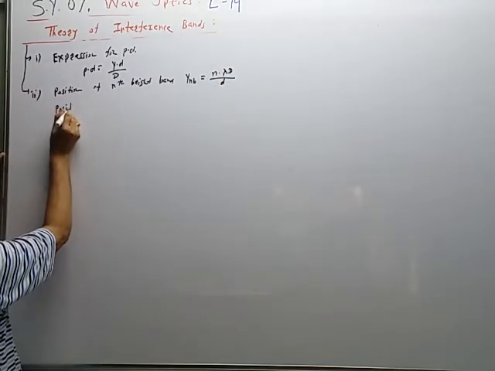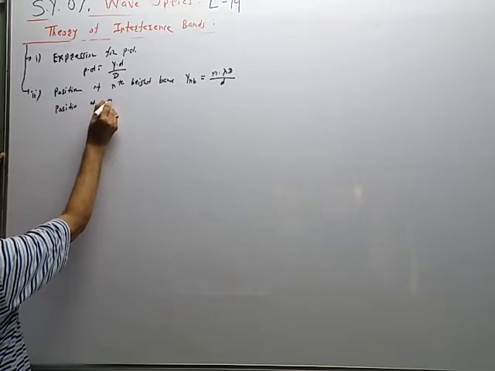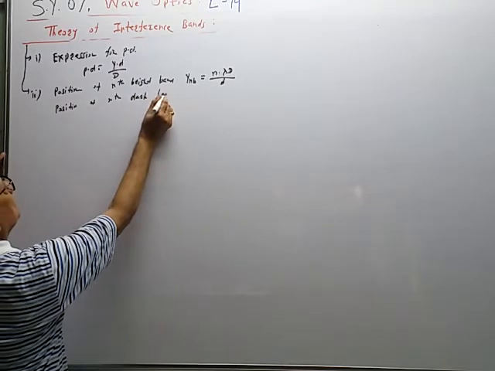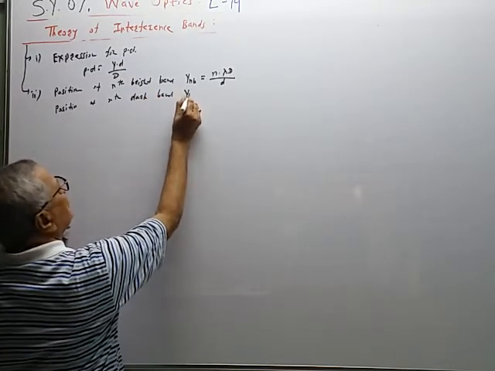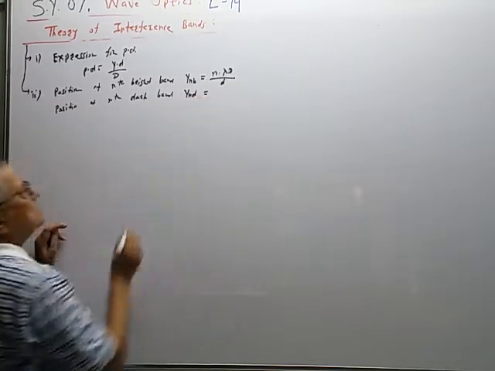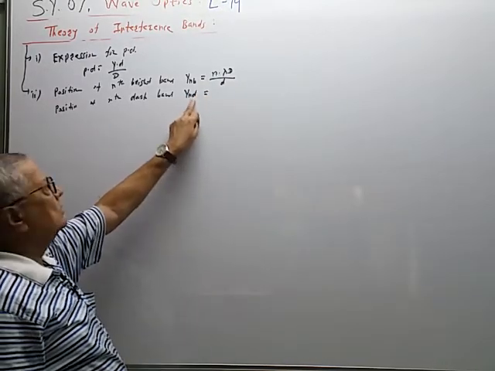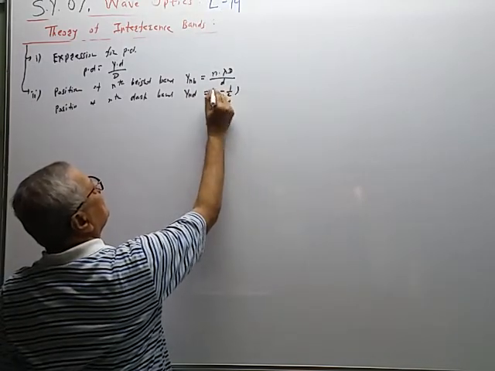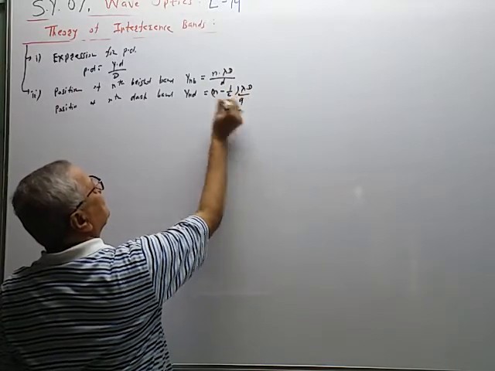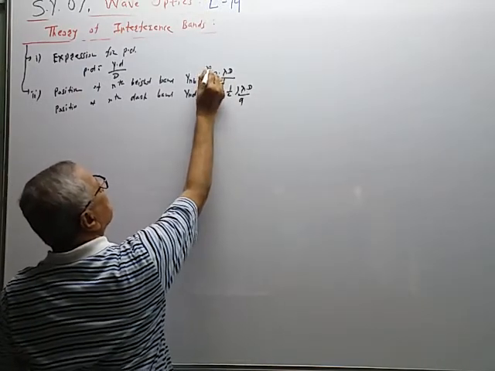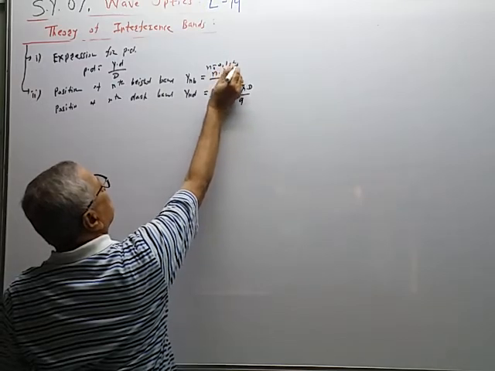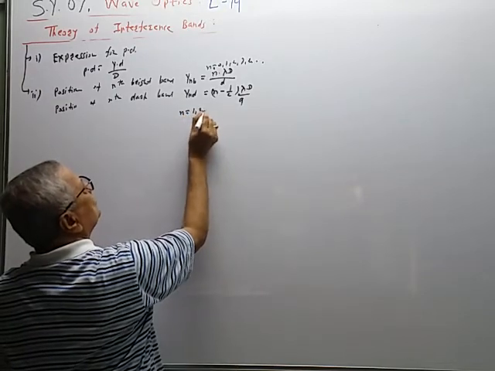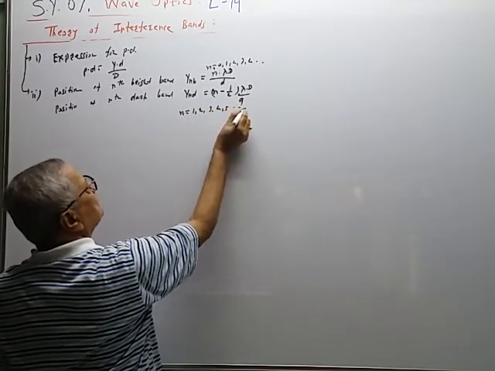Position of the nth dark band. So the number is the same, therefore yn, but it is for the dark band, so I will add the suffix d for dark, b for bright. So this is equal to n minus half, lambda capital D upon small d. In the first case, n is equal to 0, 1, 2, 3, 4, etc. In this case, n starts from 1, 2, 3, 4, 5, etc.